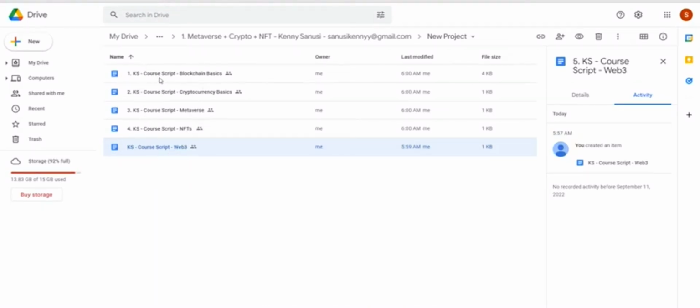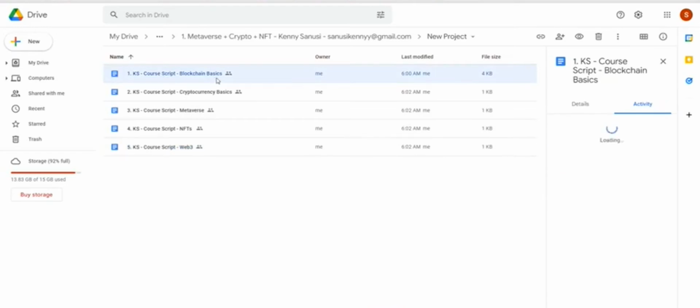So you have worked on some of our courses, script writing, and I hope you have a better idea on those topics. So let me share what's the idea with this. Here you can see blockchain, crypto, metaverse, NFTs, and here is Web3. Okay, so the first idea is the first course, blockchain basics. So let me share the idea with you.